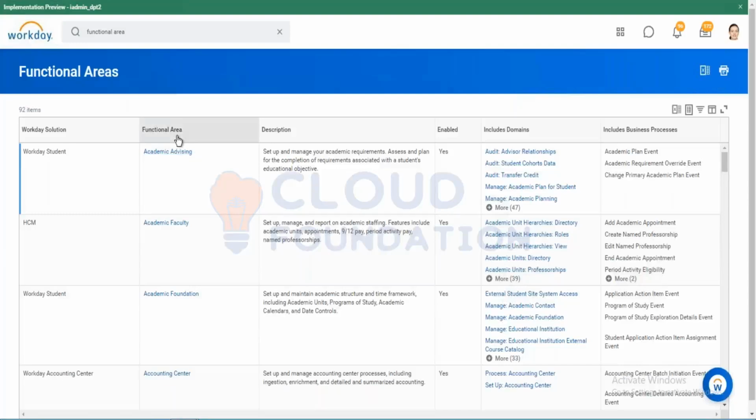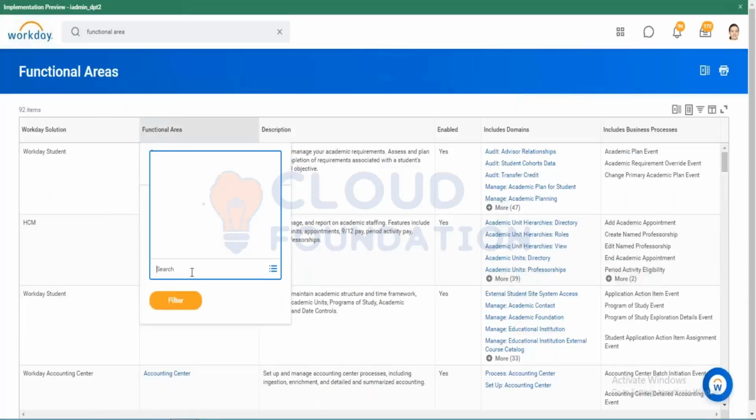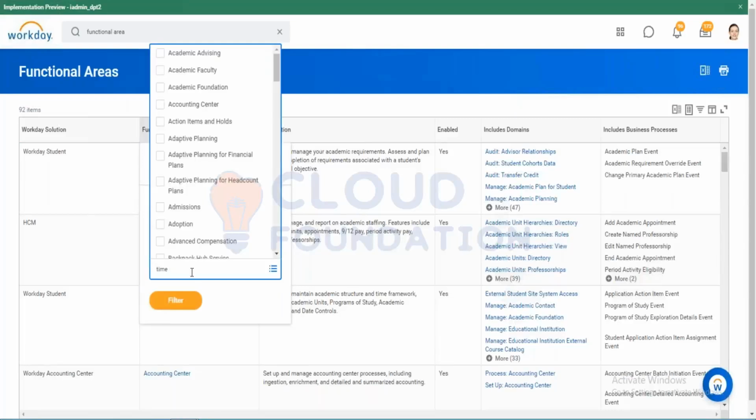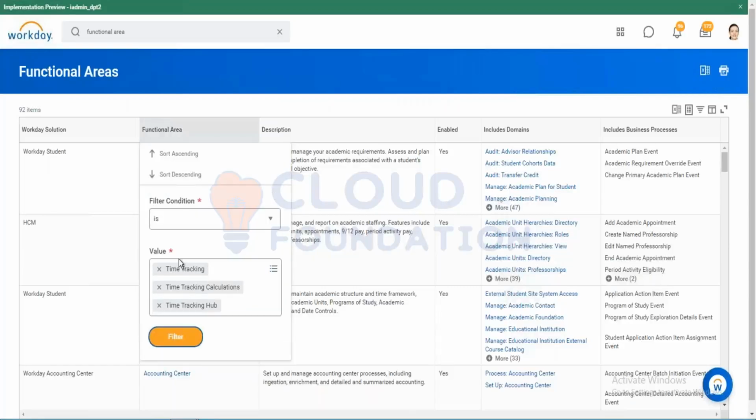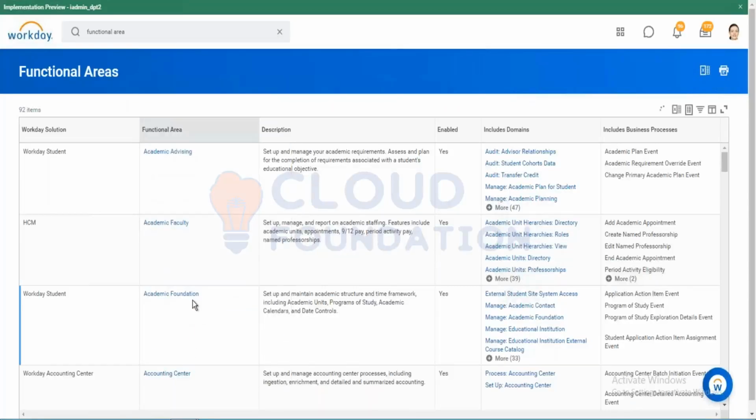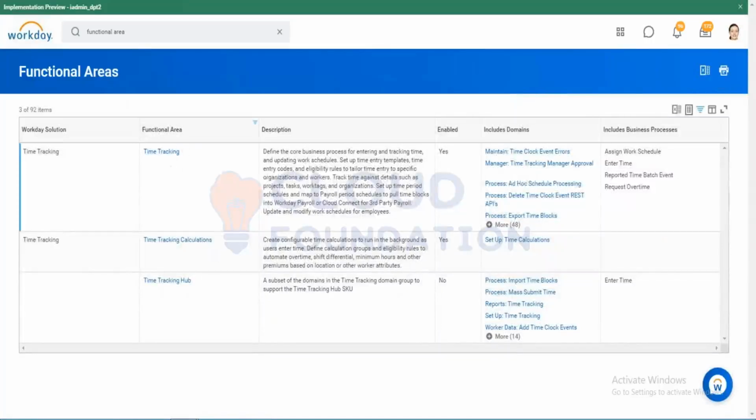So the first thing you need to understand before jumping ahead to time tracking is that you need to have this functional area enabled. There are three functional areas when we talk about time tracking: time tracking, time tracking calculation, and time tracking hub. Let me emphasize these two functional areas, time tracking and time tracking calculation.